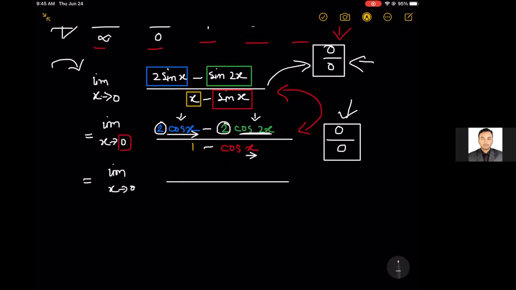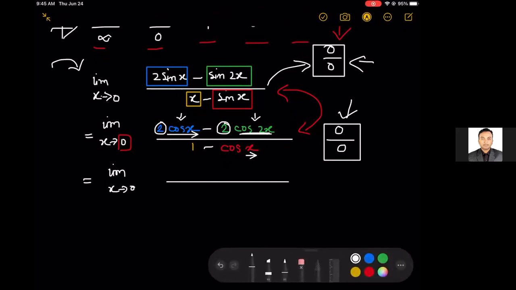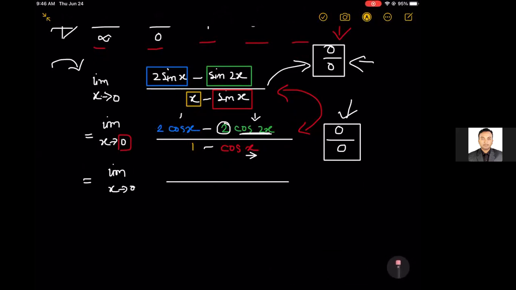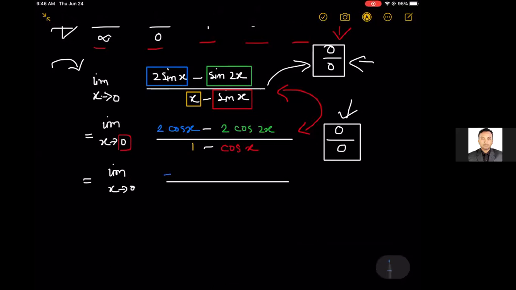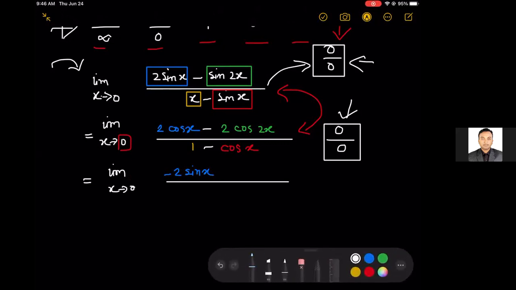Okay, so now what's the derivative of 2 cosine x? The derivative of 2 cosine x? Anyone? Normal derivatives, nothing else. Give it a try. Is it negative 2 sine x? Very good, negative 2 sine x, because we know the derivative of cosine x is negative sine x, and because of the 2 in front, it will be negative 2 sine x. Very good. Okay, let's keep doing it.